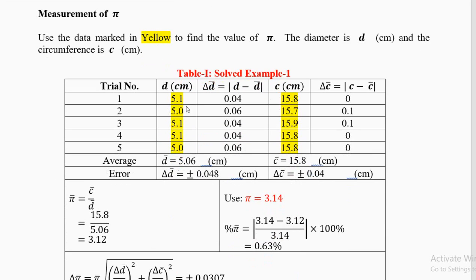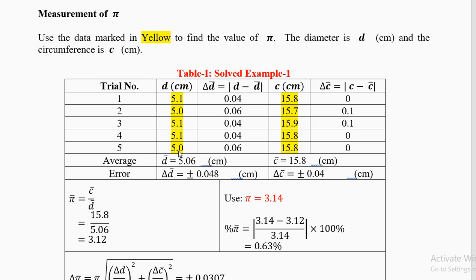Now, yellow is what you see in the lab, and black are your calculations. In our lab, this is how we do it. Now you measure the diameter 5 times: 5.1, 5.0, 5.1, 5.1, 5.0. You are not going to get the same diameter every time. There will be a small difference.